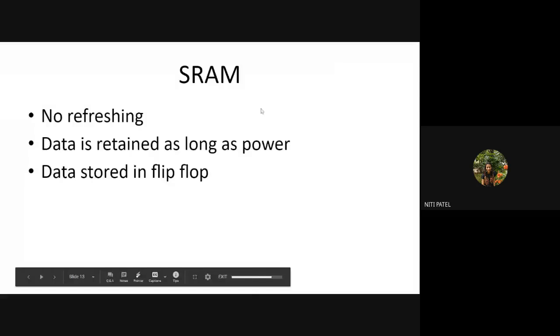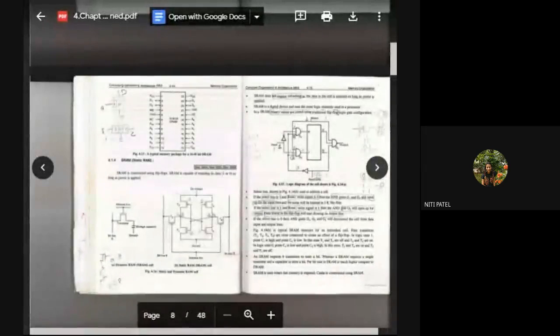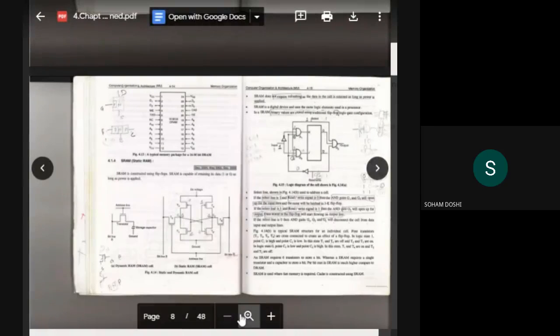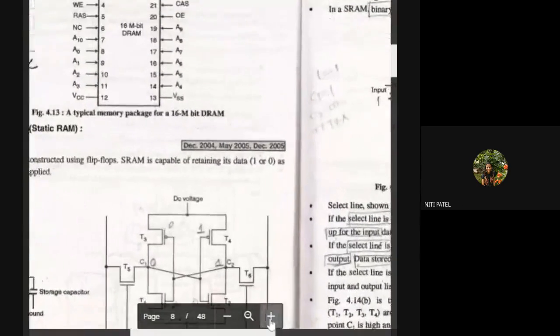Can you see it now? Yes, ma'am. Okay. Now, those who have the books, can you come to page number 414? Sorry, 414. Those who do not have the book will look here. Can you see the diagram? SRAM on page number 414. Can you zoom in? Ma'am, zoom in. Can you see? Yes, ma'am.